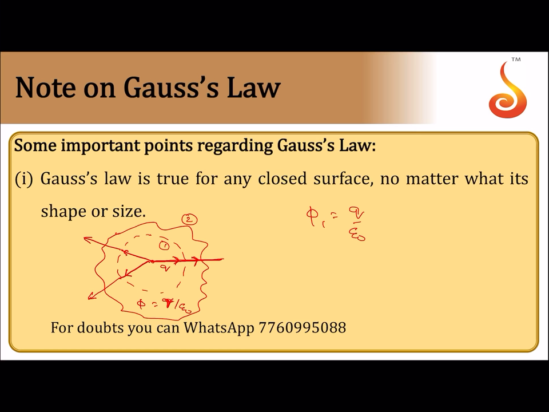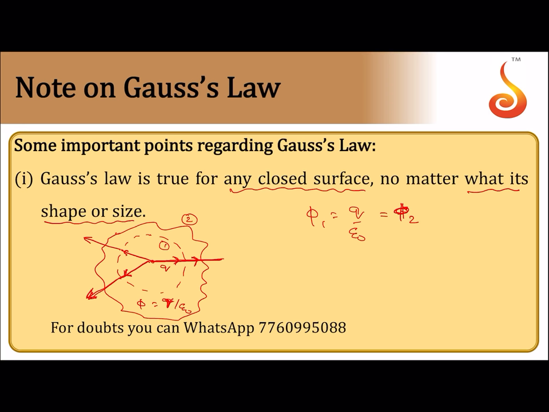If any line passing through 1 also passes through 2, that means the flux through surface 1 is equal to flux through surface 2. But what was flux through surface 1? Q by epsilon naught. Therefore, flux in the irregular surface 2 is also Q by epsilon naught. That Gauss's law is true for any closed surface, no matter what its shape or size. I can still apply Gauss's law. Closed surface, net flux is Q enclosed by epsilon naught. End of story. Very simple, elegant, logical reason why it doesn't depend on the shape. Any line of force passing through surface 1 will also pass through surface 2.